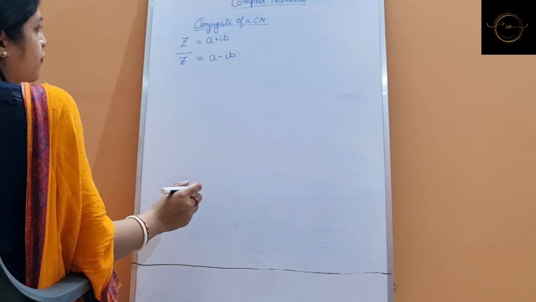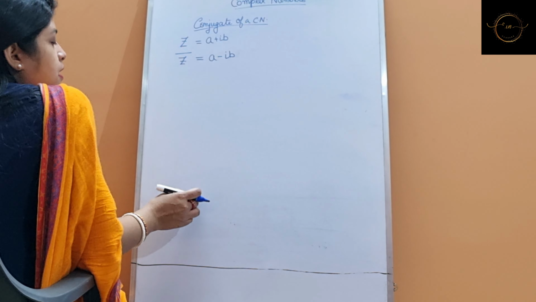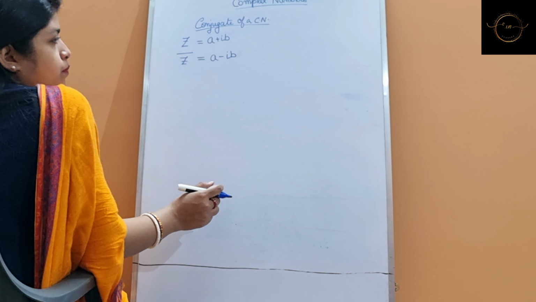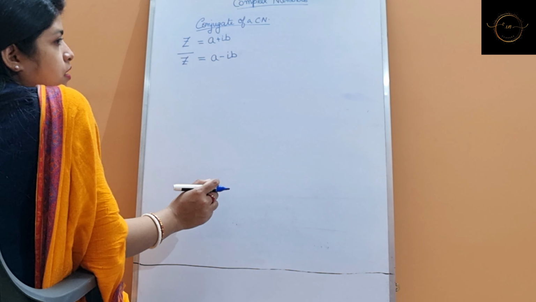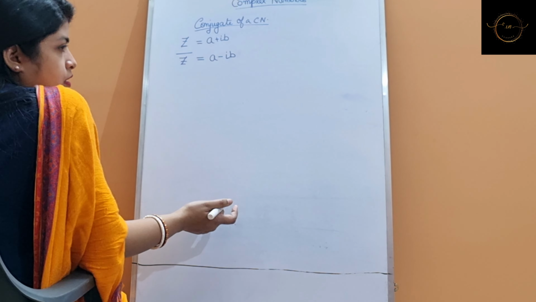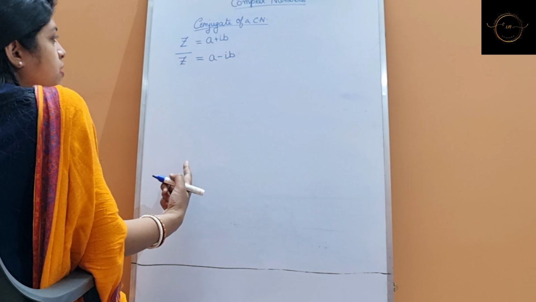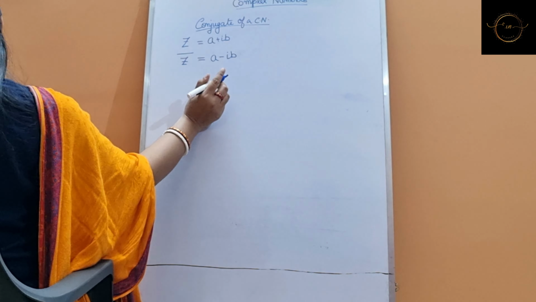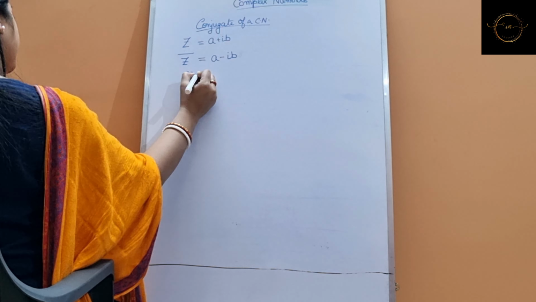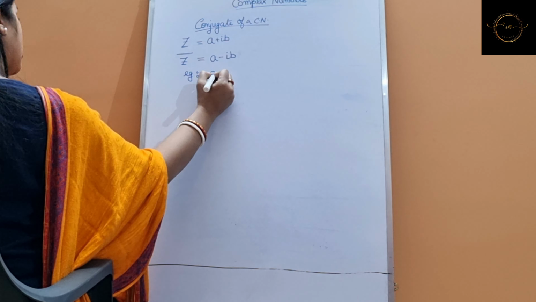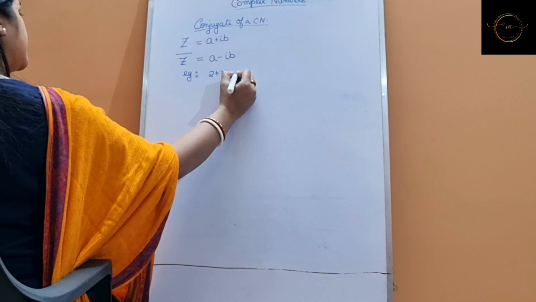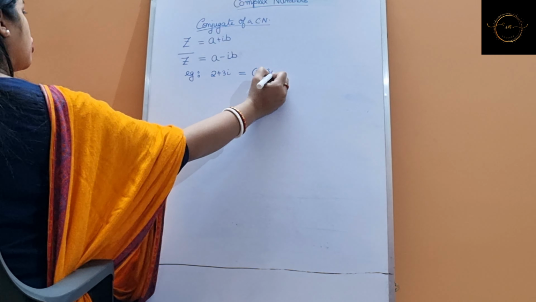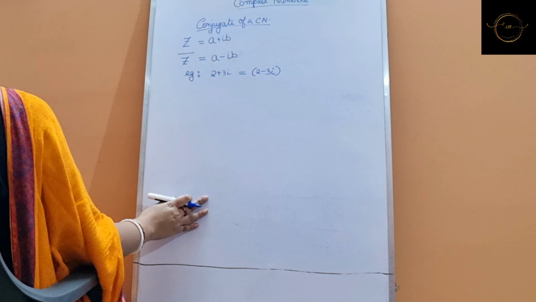Like in the previous part, in the division part, while you are dividing two complex numbers, in the denominator part we find the rationalization of the denominator. Likewise, here also, the plus sign will be replaced with the minus sign. For example, if you are asked to find the conjugate of the complex number 2 plus 3i, the conjugate will be 2 minus 3i.